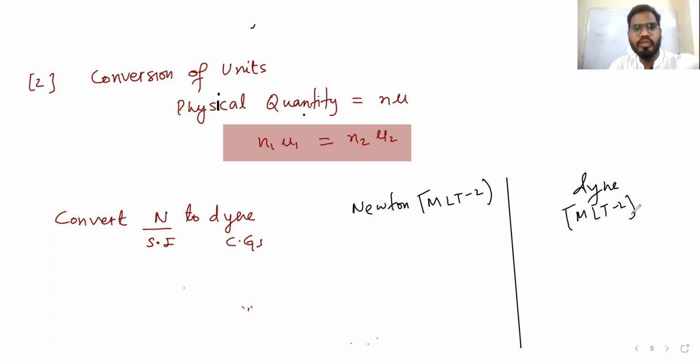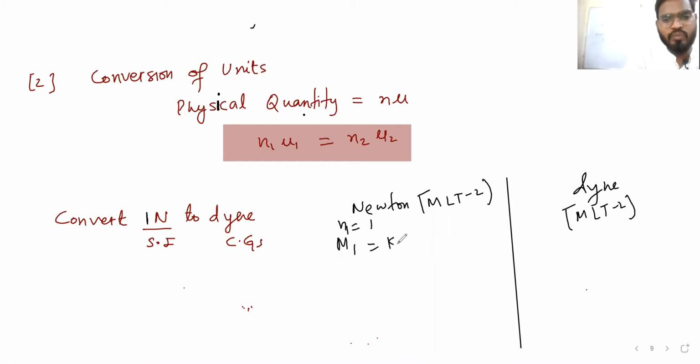Now what are we supposed to do here? If you see, the mass is 1 Newton, right? 1 Newton, how much dyne? That is the question. Convert 1 Newton to dyne. So n1 is 1. Mass M1, let's take kg, so 1 kg, and then 1 Newton.